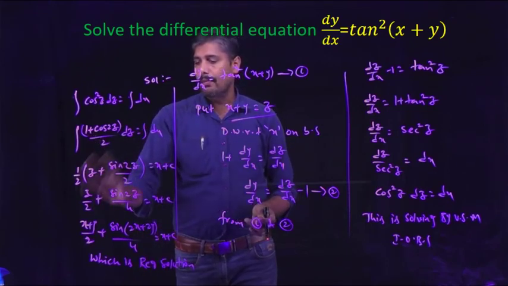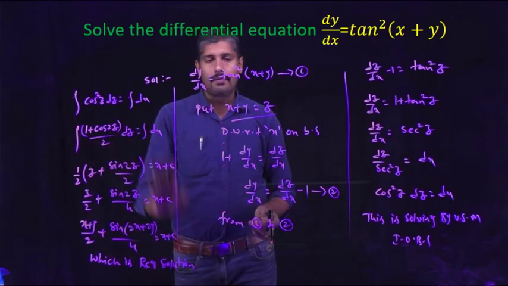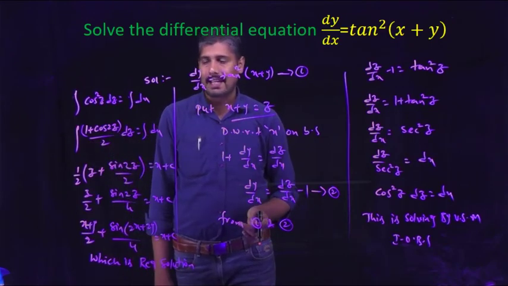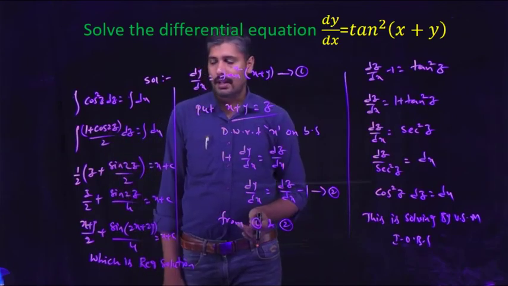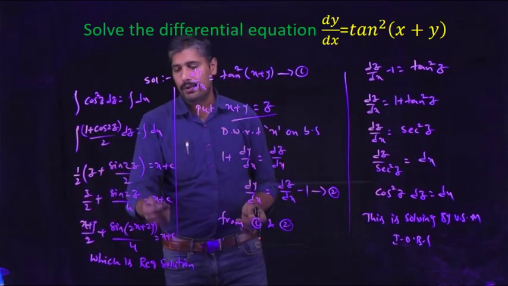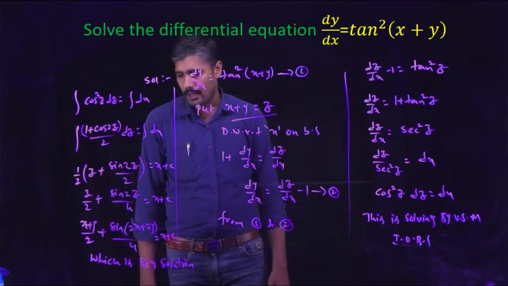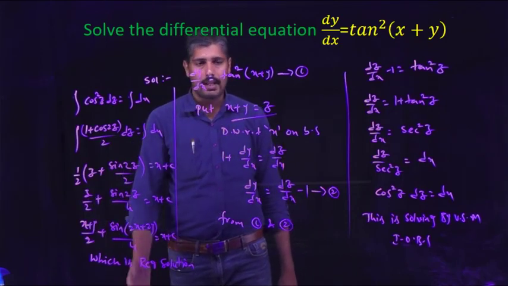Integration of 1 by 2 is a constant. Integration of 1 dz is z. Integration of cos 2z: cos z gives sin z, and here the z coefficient is 2, that's why we take denominator 2. Right? That is z by 2 plus sin 2z by 4 equal to x plus c. We know that z equal to x plus y. Substitute here, and we get the solution.